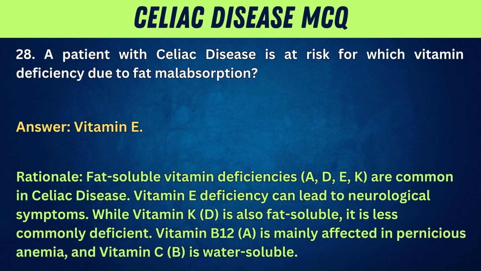Vitamin E deficiency can lead to neurological symptoms. While vitamin K, D, is also fat-soluble, it is less commonly deficient. Vitamin B12, A, is mainly affected in pernicious anemia, and vitamin C, B, is water-soluble.